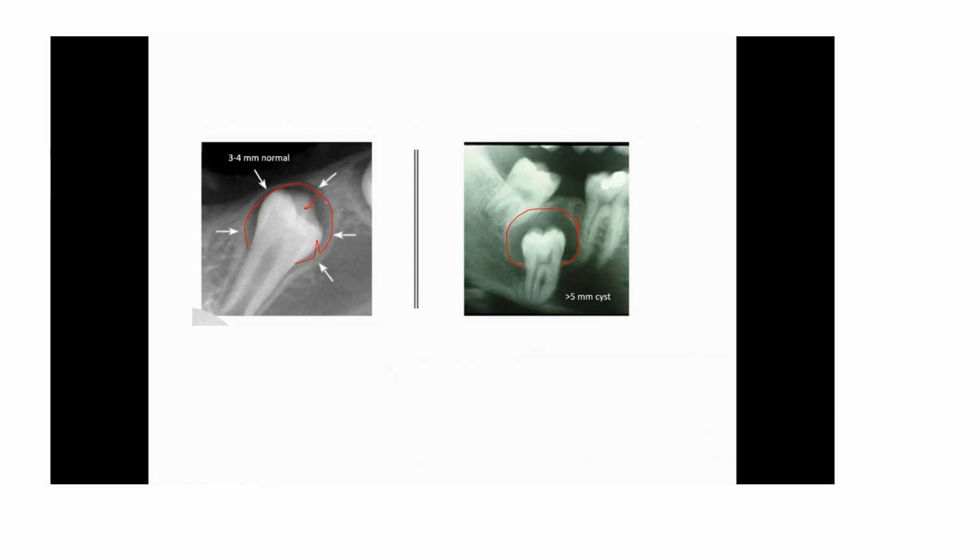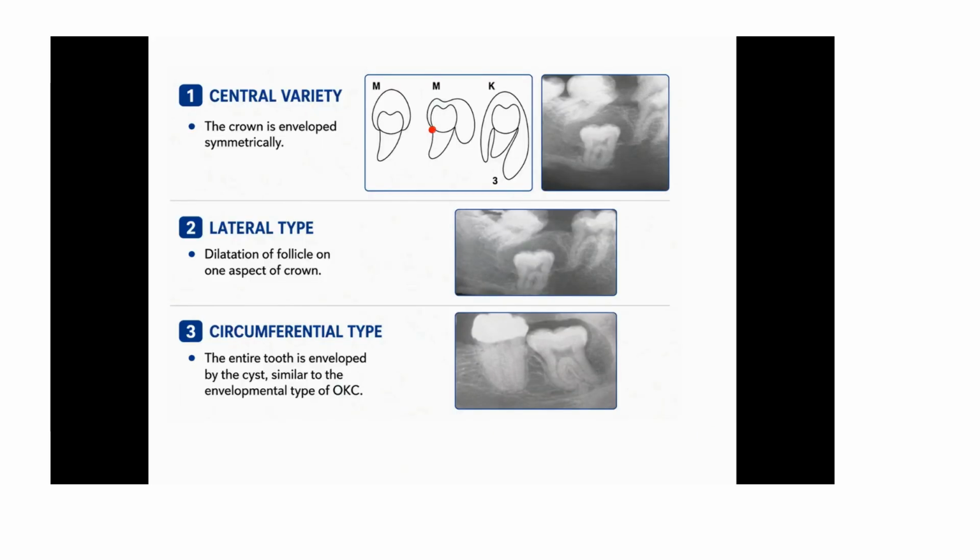Another question which could be asked to you is, how do you differentiate between a normal dental follicle and a dentigerous cyst? So, a normal follicle is 3 to 4 millimeters, and a dentigerous cyst is more than 5 millimeters. Dentigerous cysts can be classified into three different radiographic patterns, which are the central variety, where the crown is enveloped symmetrically from CEJ to CEJ. Then there is the lateral type, where on one side the follicle is shifted so that it seems to look as if it is moving laterally.